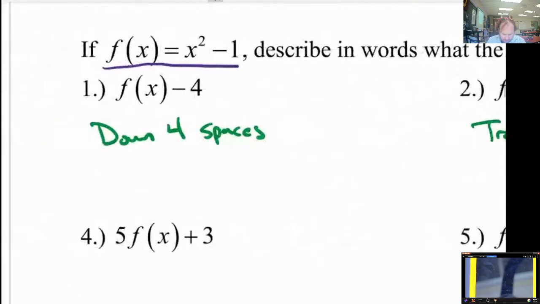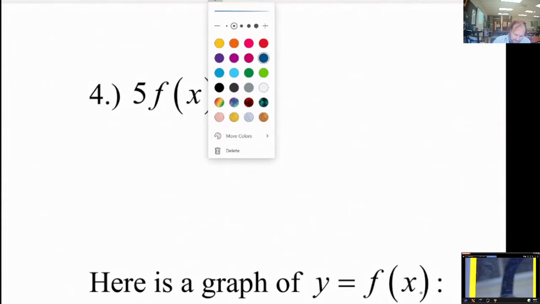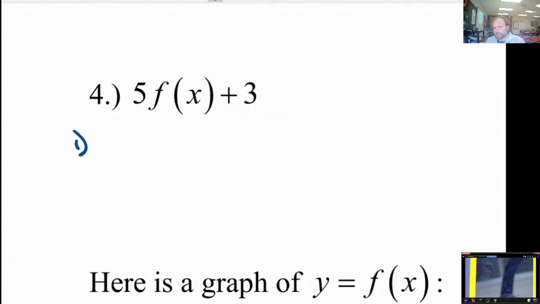Down here in number 4, well, we got a multiplier on here too. So I didn't mention the multiplier. I'll mention it right now. I'll talk about what's going to happen here. The plus 3 is going to be the last thing to happen, but the multiplier happens first. So let's talk about what that multiplier does. It's going to cause what's called a vertical stretch. It's going to take every output of f of x.